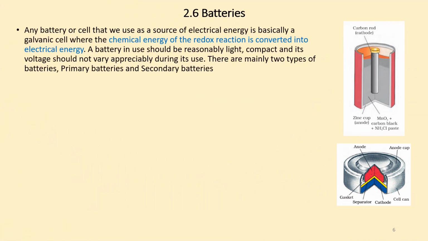Batteries. Any battery or cell that we use as a source of electrical energy is basically a galvanic cell where the chemical energy of the redox reaction is converted into electrical energy. A battery in use should be reasonably light, compact, and its voltage should not vary appreciably during its use. There are mainly two types of batteries, primary batteries and secondary batteries.